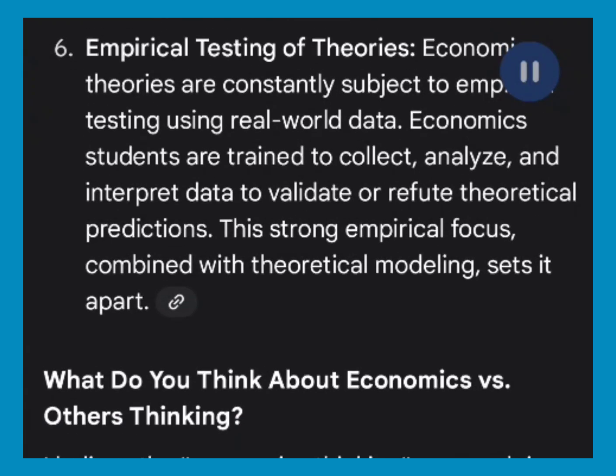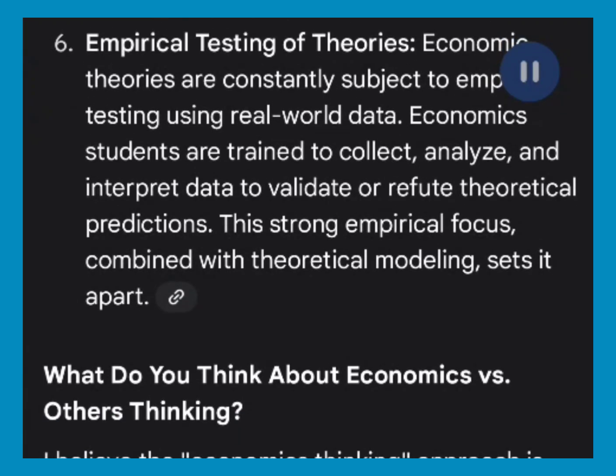6. Empirical testing of theories. Economic theories are constantly subject to empirical testing using real-world data. Economics students are trained to collect, analyze, and interpret data to validate or refute theoretical predictions. This strong empirical focus, combined with theoretical modeling, sets it apart.